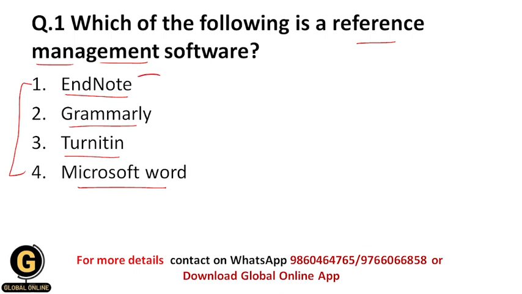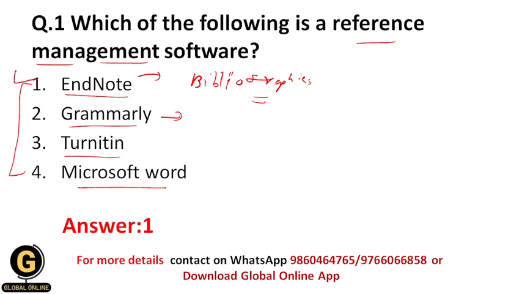Now what is EndNote? So students, EndNote is a software that we use to manage bibliographies. We can manage the bibliographies by using this software. As well, we can manage the references when writing essays and articles. And that's why EndNote is nothing but a reference management software. By using that, we can manage different bibliographies and references while writing a research paper or research article. So here your correct answer should be option 1, that is EndNote. Grammarly, all of you know what Grammarly is.